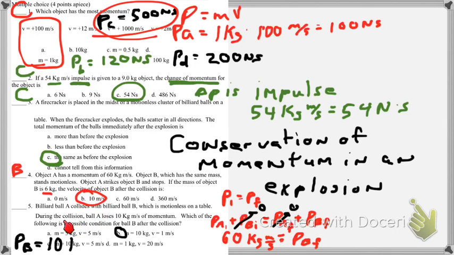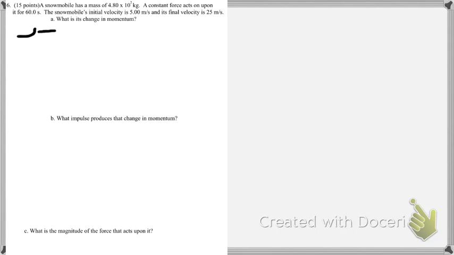So down here, billiard ball A collides with billiard ball B. Which of the following possibilities is available for this one? Let me hit pause so we stop going.